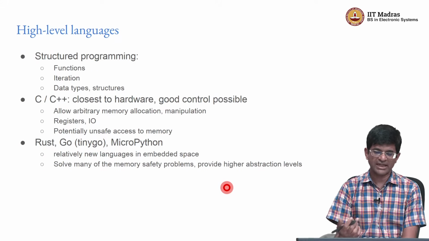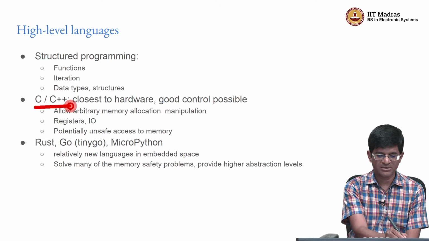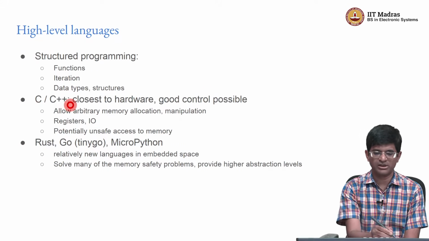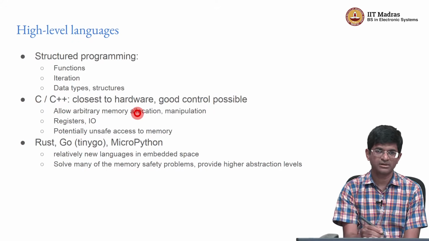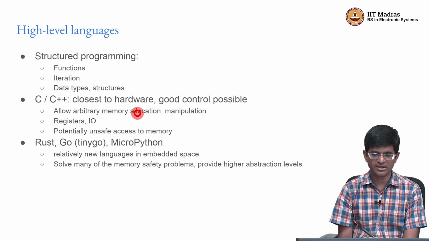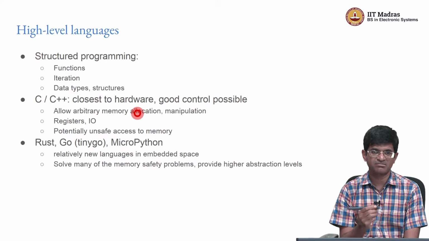Now, high level languages, right, C and C++ are the ones that are most popular. They are close to the hardware, as we will be seeing throughout this course. What I mean by close to the hardware is it is actually possible to write code which directly allows us to manipulate individual registers, bits, memory locations and so on, right.